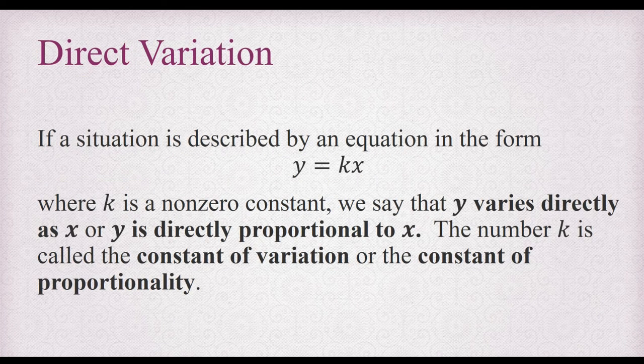So direct variation, let's talk about this. If a situation is described by an equation in the form y equals k times x, k is a non-zero constant, we would say that y varies directly as x, or y is directly proportional to x. The number k is called the constant of variation or the constant of proportionality.